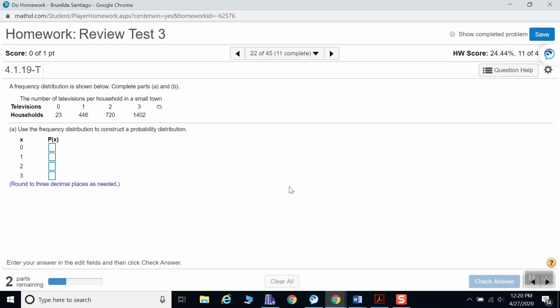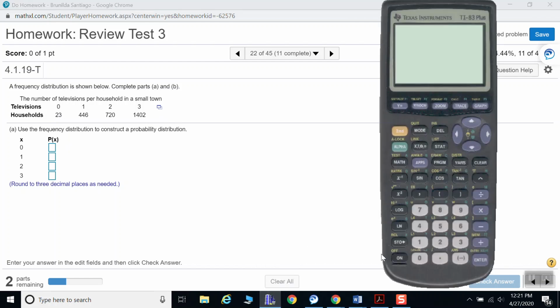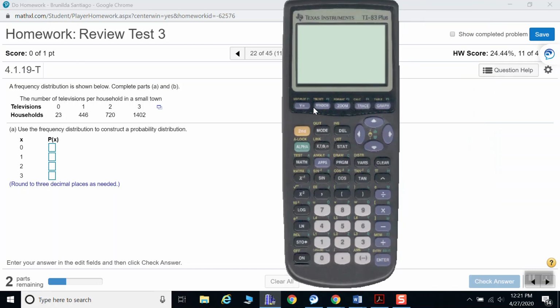Question 22. A frequency distribution is shown below. Complete parts A and B. The number of televisions in a small town, and use the frequency distribution to construct a probability distribution. This is similar to the exercises that we did back in chapter 2. We need the sum of all the frequencies. Since it is a probability, we need a numerator and a denominator. So the probability of having 0 TVs is going to be 23 divided by the overall total. So we need to find out how many people they interviewed or surveyed.